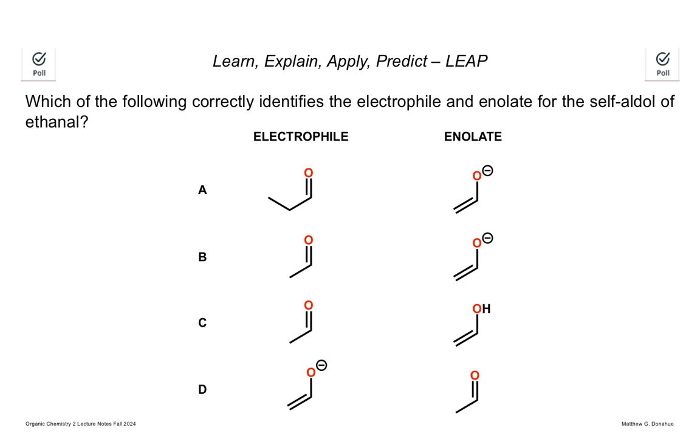With ethanol, your electrophile is the 2-carbon unit, so that's going to eliminate A and D. Your enolate, since it's "ate," must be negatively charged, so that will eliminate C because that's an enol. So B would be your correct answer.